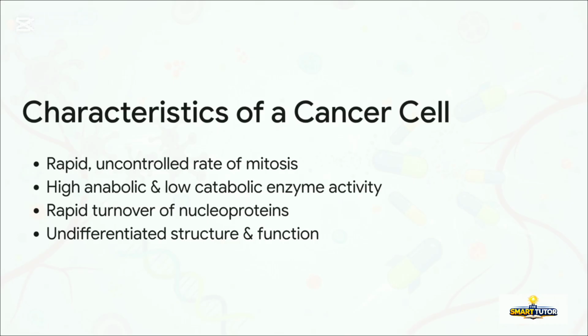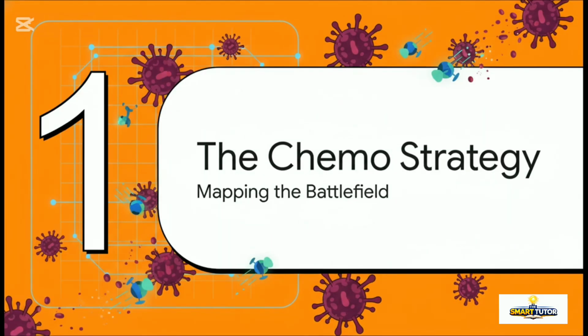This reckless speed, this obsession with division, it's not just their greatest strength, it's also their single biggest weakness. And that brings us right to the heart of the chemotherapy strategy. I mean, if cancer's main weakness is its constant non-stop division, well, the plan is simple: attack that exact process. To do that, we need to map out the battlefield where all this division is happening. We have to know exactly when and where to strike to get the most bang for our buck.